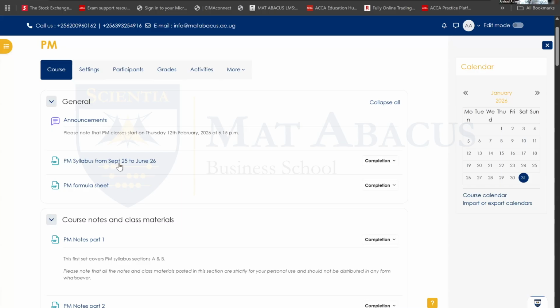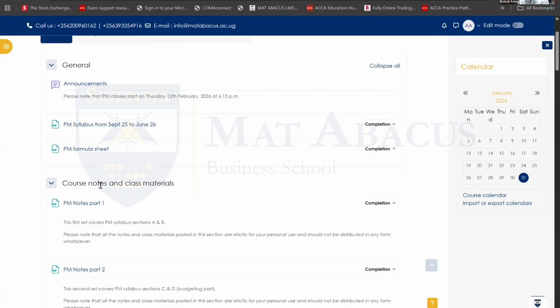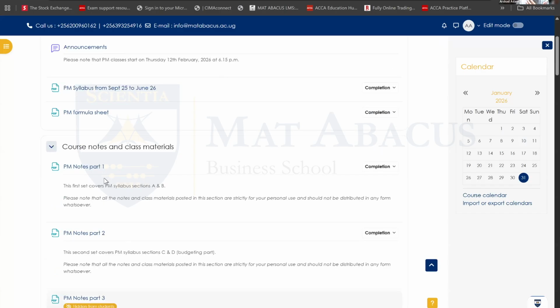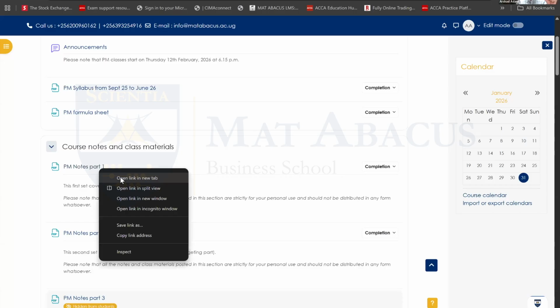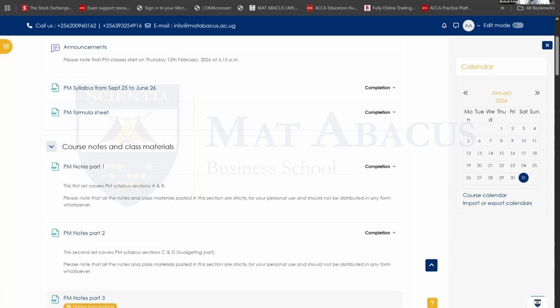This is the syllabus. This is a formula sheet you can download. It's all open. If you're registered, it's all ready for you to download already. The course notes, these are the notes from me. They are already shortened. They are not very long. So you just click like this, you open the link, and then you open the notes, and there you go.